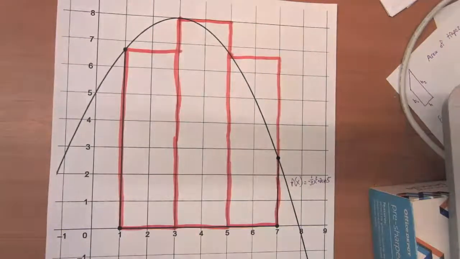So the first thing I want you to do is pause the video and think about how these 3 rectangles can be used as an estimate. Do you think it's an overestimate or an underestimate of the area? And how good do you think it is?